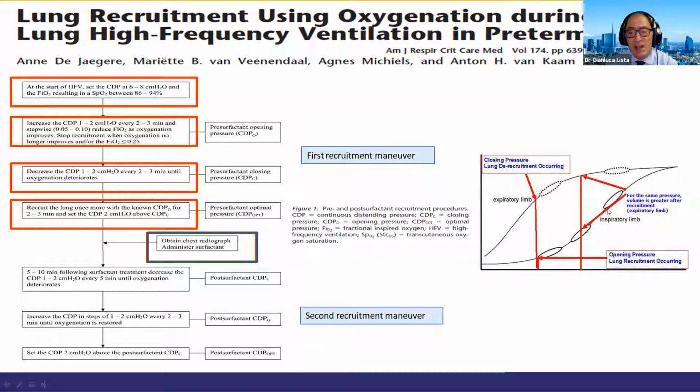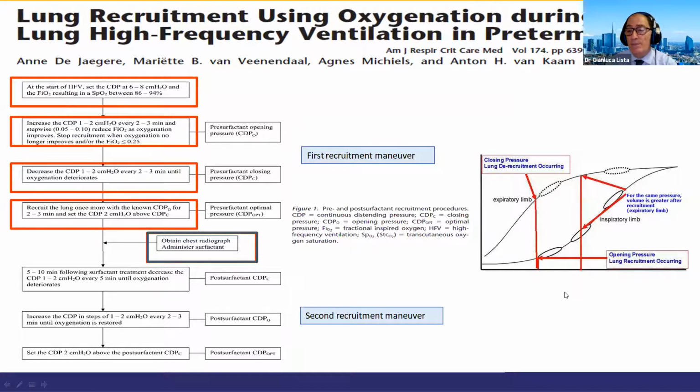The clinician stopped increasing the pressure when the oxygenation no longer improved and when the FiO2 need was less than 0.25. Then they started to reduce the pressure stepwise, 2 centimeters of water every 2-3 minutes, until the oxygenation deteriorated. The oxygenation deteriorates because probably the pressure was below the closing pressure of the lung. So they recruited the lung, incremented the continuous distending pressure again, and maintained it 2-3 centimeters above the closing pressure.